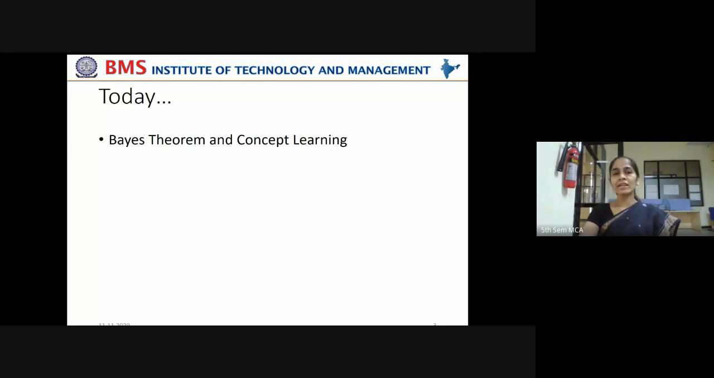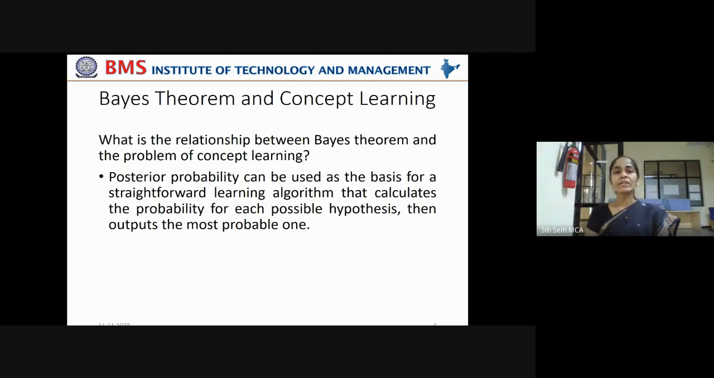In today's class, let's see Bayes' theorem and how it is related to concept learning. What is the relationship between Bayes' theorem and the problem of concept learning? What is concept learning? In the first chapter itself, we went through this topic. Concept learning is making the machine learn some concept by providing it some training data so that it can generalize well on unseen data.